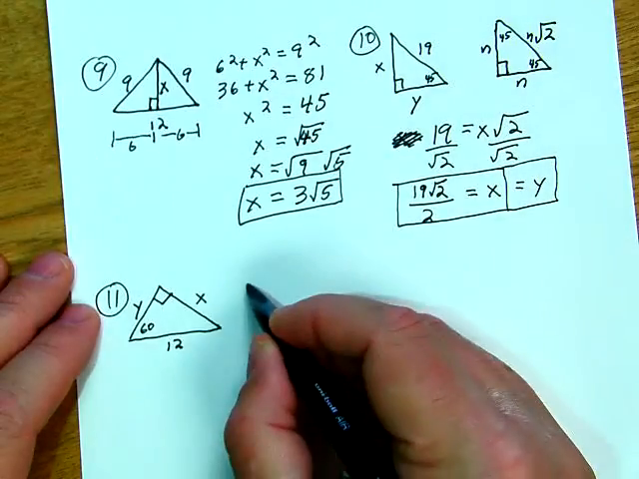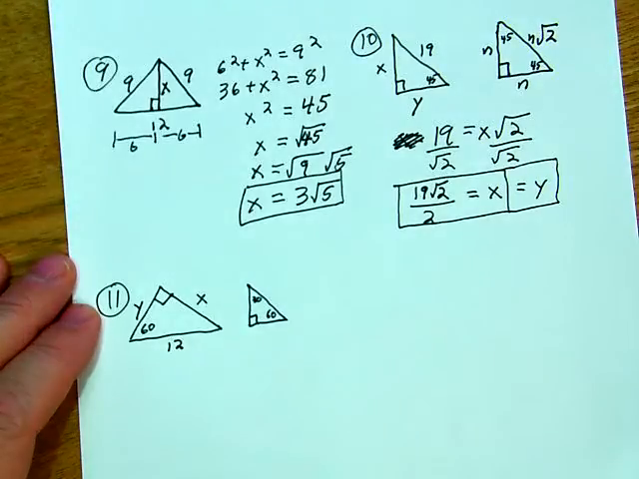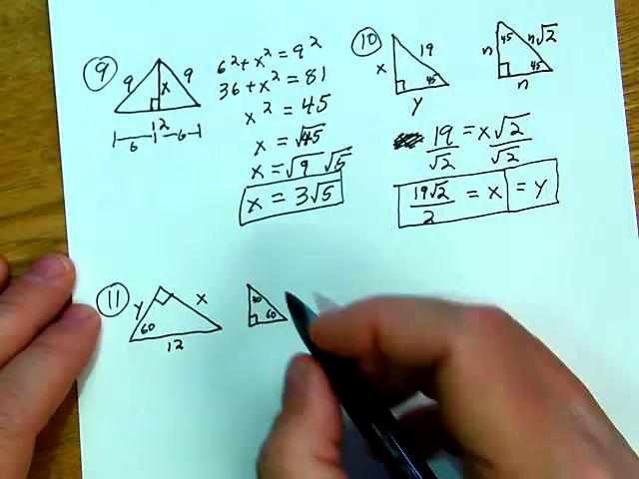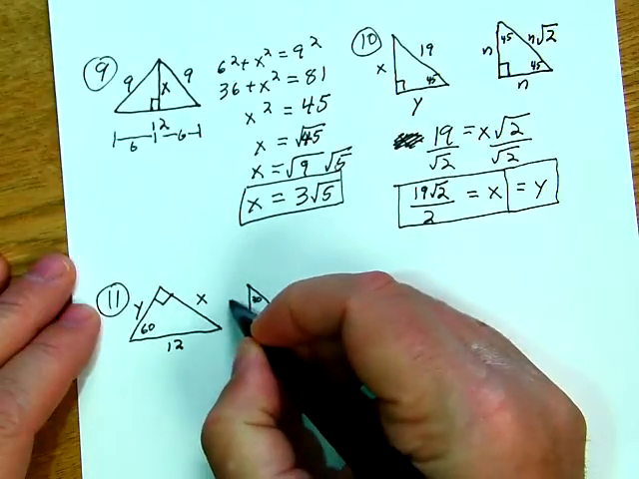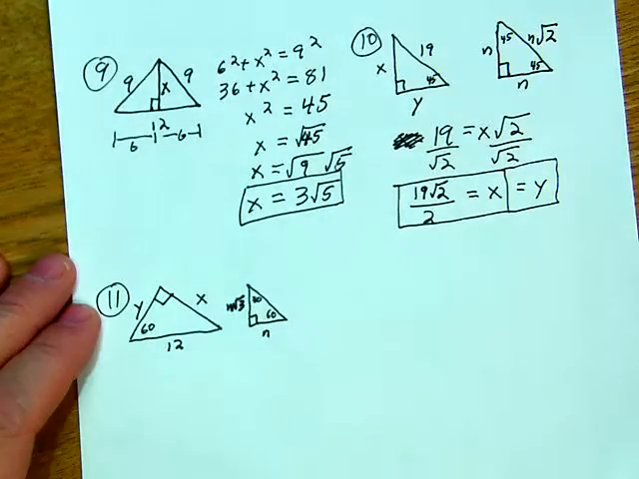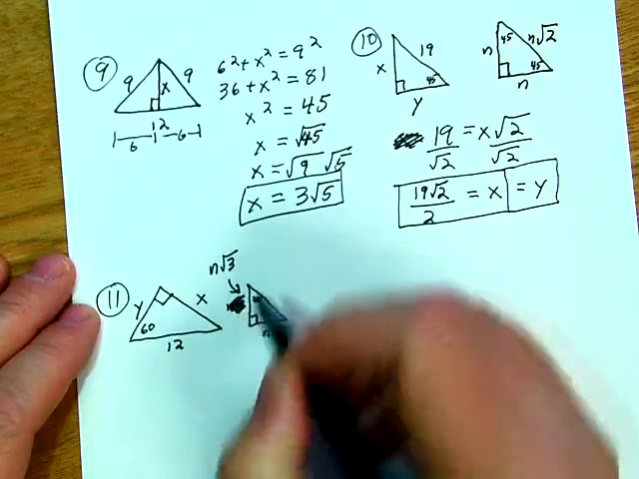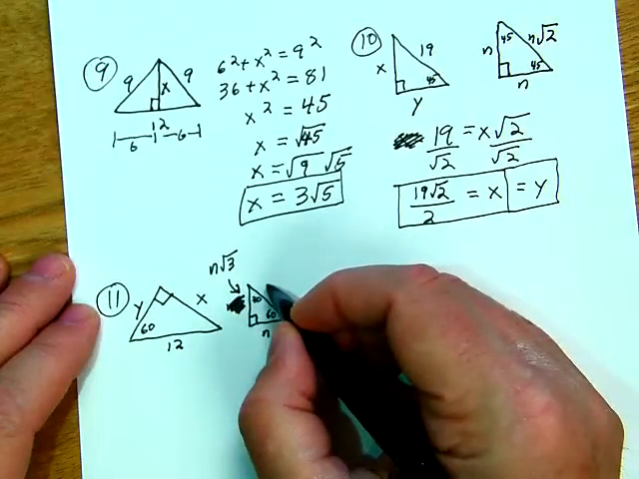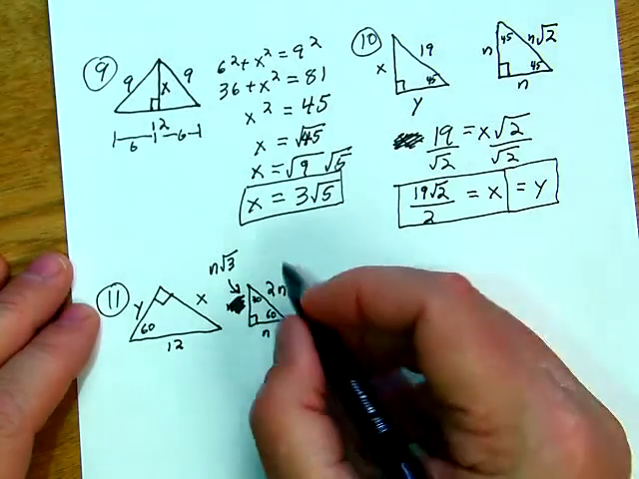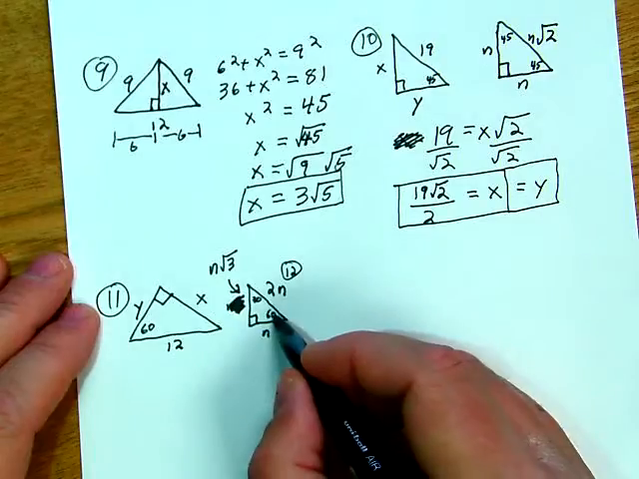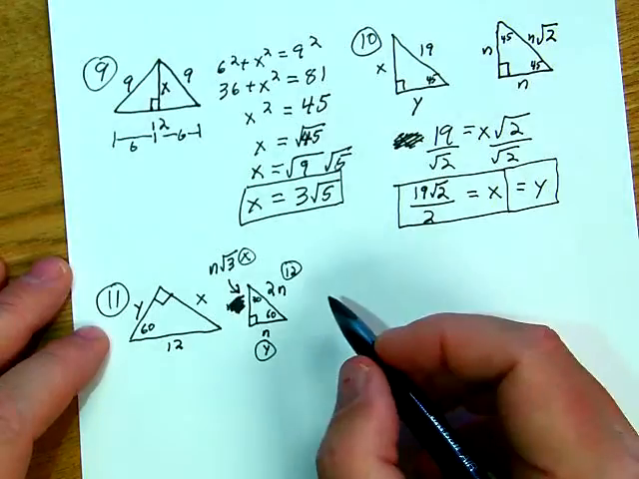And when you have a 30, 60, 90, we remember that our rule is this. This is n, the short leg, and this is n times the square root of 3. There we go. And then this is 2n. Okay, now if you spin this around, this 12 is right here. Okay, and this down here, that's this y, and this up here is x.